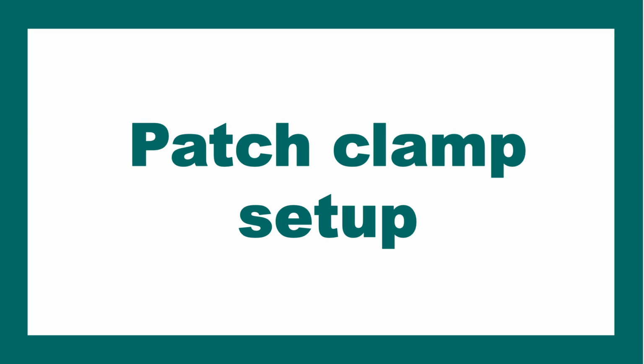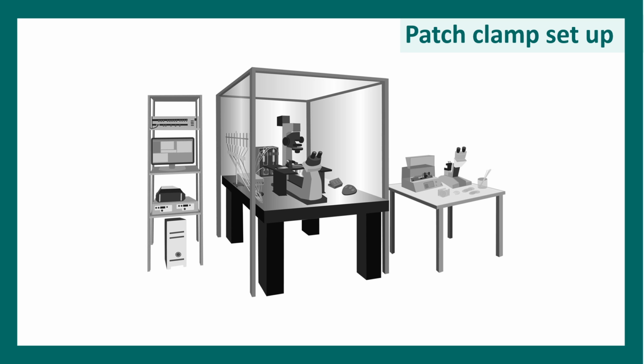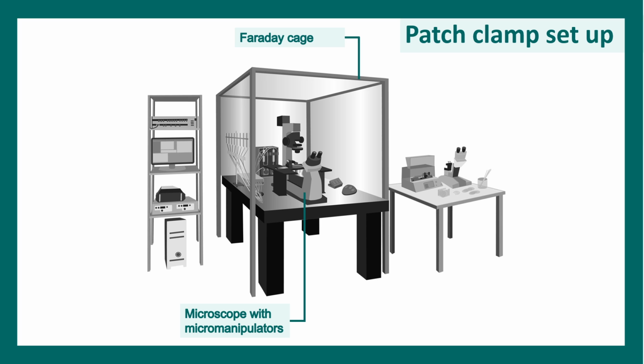So let's try to understand the patch clamp setup to prime ourselves towards the technique. So this is how an ideal patch clamp setup looks. You can see the microscope. You need to look at the neurons or patch the neuron under the microscope. So obviously you need a very good microscope. And this microscope and the entire setup is kept under a Faraday cage.